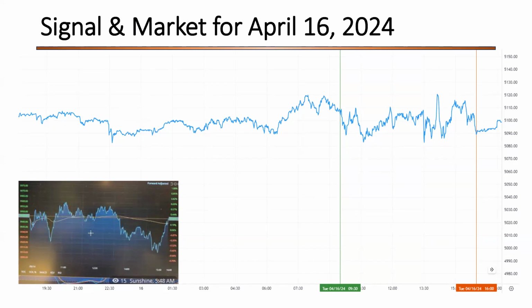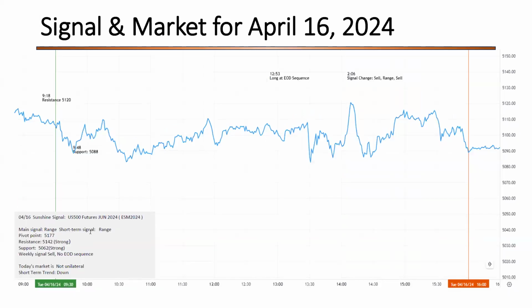Now, if we look at the pre-market signal, we have main signal range, short-term signal range, and weekly is sell. If you recall, the day prior we ended the day with a triple sell signal. So this is an upgrade from yesterday, which means at least at market open, the signal is not expecting the market to continue to drop like it did the day before.